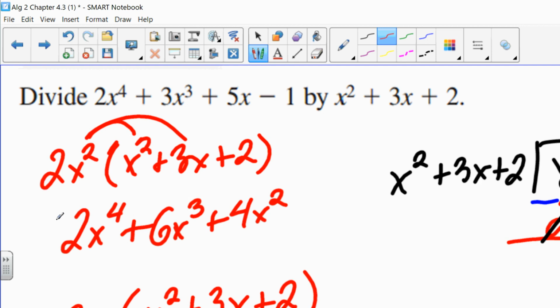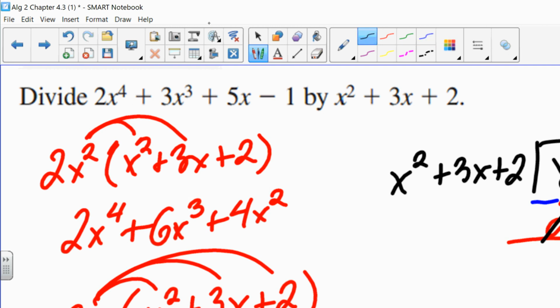And negative 3x times x squared is negative 3x cubed, which we want. Negative 3x times 3x is negative 9x squared, and negative 3x times 2 is negative 6x. And then we will subtract.